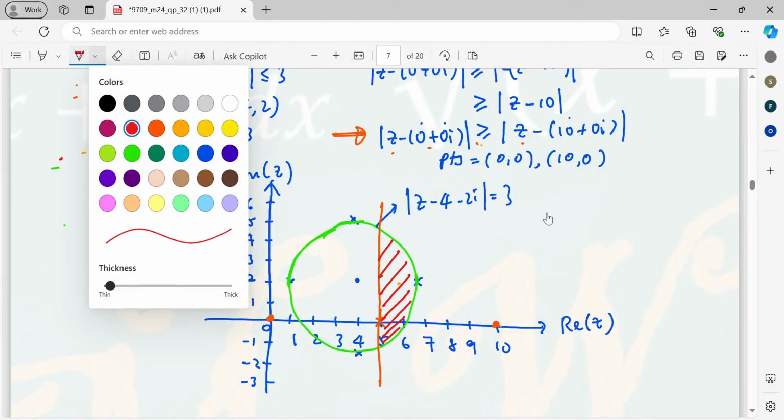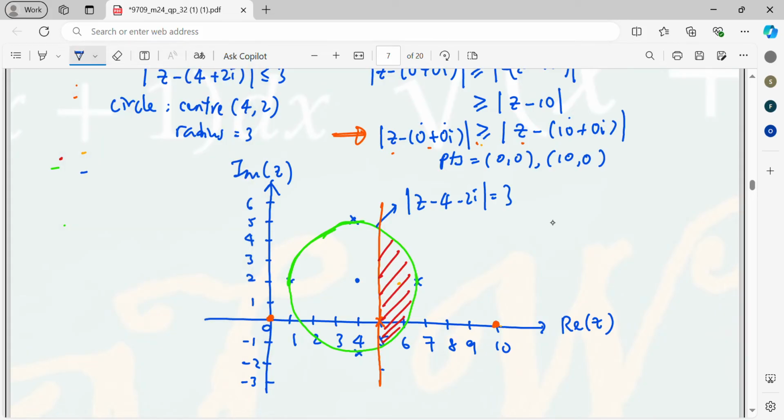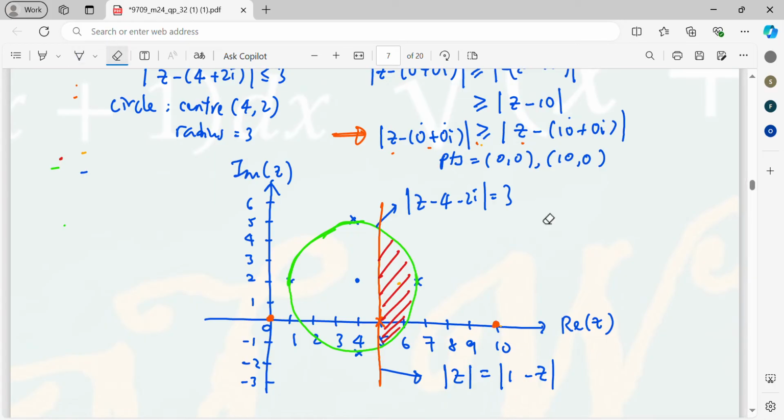Okay, so if you want to label, this orange line is basically modulus of z equals modulus of 10 minus z. When there is an equal sign, we use a solid line. If there is no equal sign, then you have to use a dotted line. So that's all for this part.